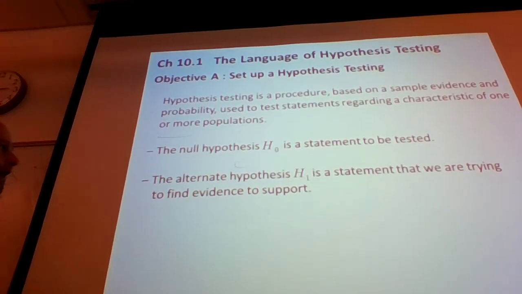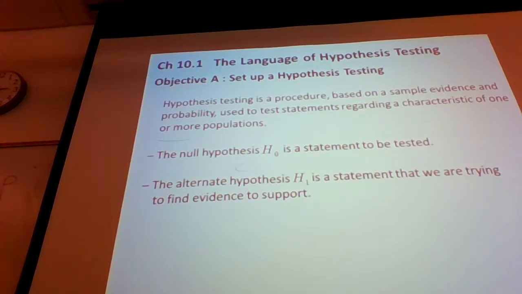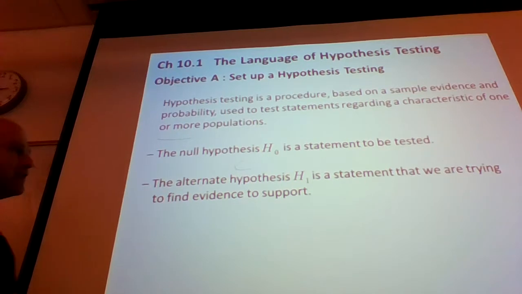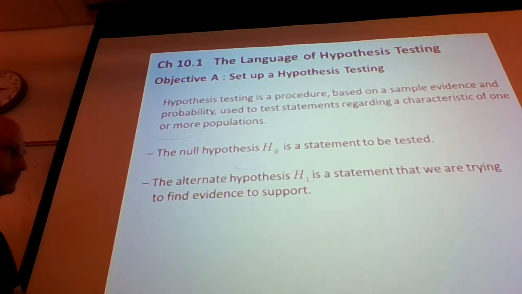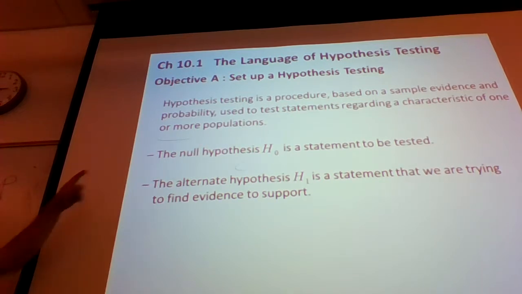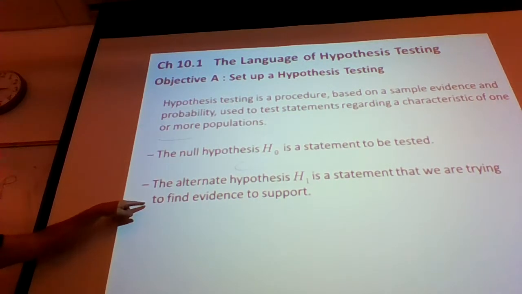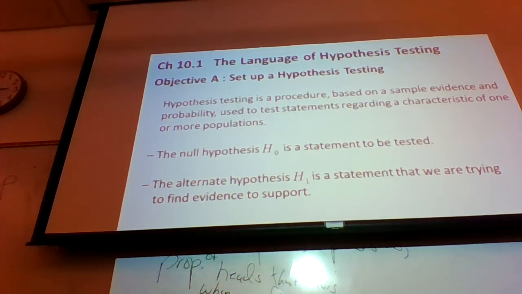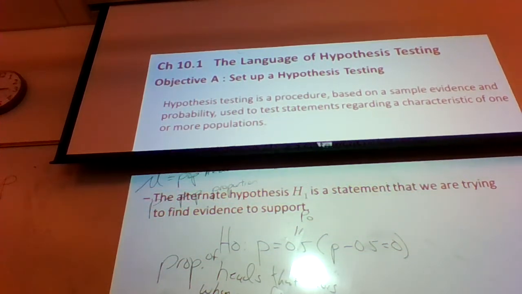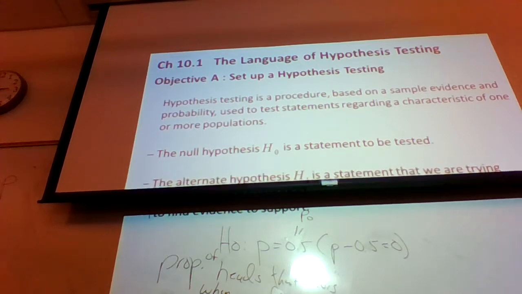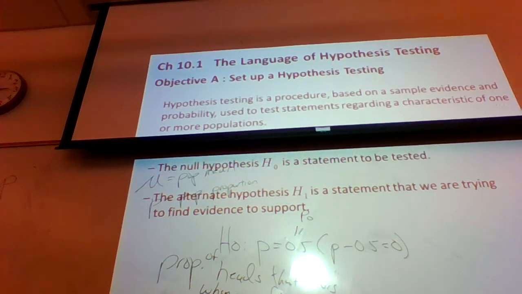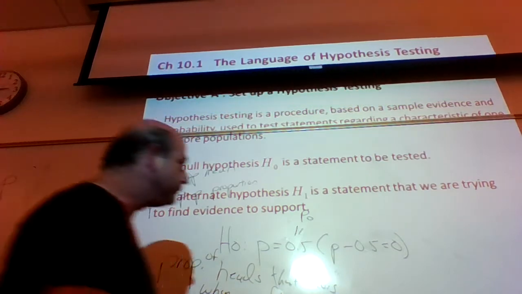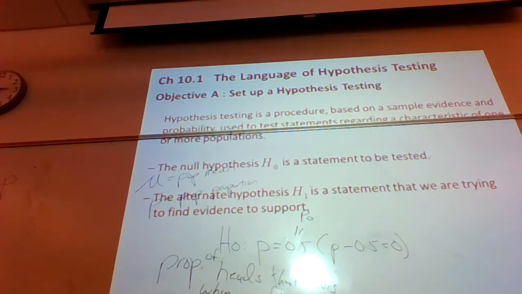So what does that mean? Well, the alternative hypothesis, which we say is H1, that's how we abbreviate it, is a statement that we're trying to find evidence to support. So that's the claim, and it is an alternative to your null hypothesis. So for example, this is a little harder to write, but we'll do it. As an example, let's do this.